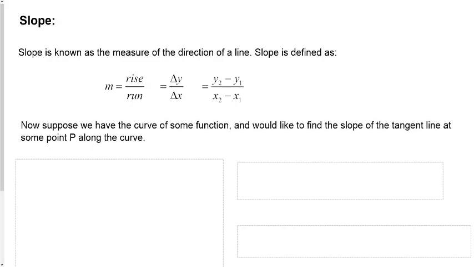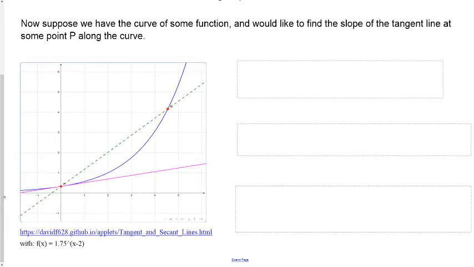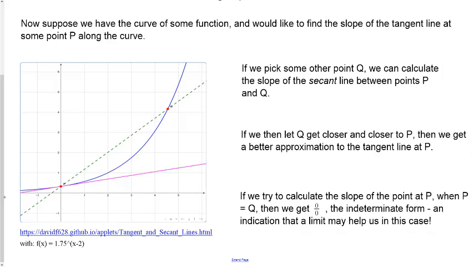But now suppose we have the curve of some function. We'd like to find the slope of the tangent line at some point P along the curve. I'm going to pull up an app so that I can show you in real time exactly how this process is working. But I have a description here which walks you through what I'm going to be doing in just a moment. So let me pull up that app.